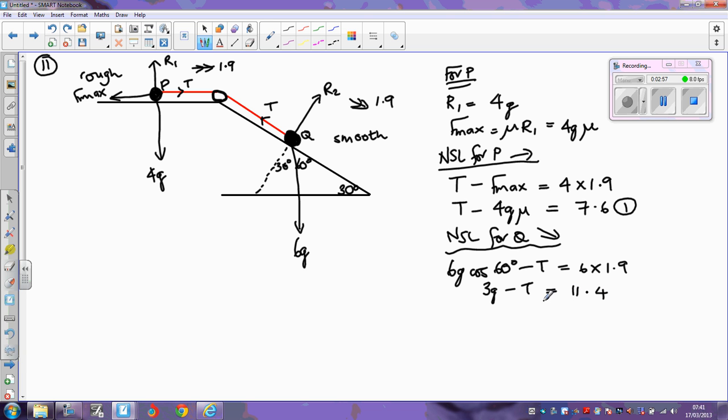Now from that I can work out T. If I just move T to the right, T then is going to be 3G minus that 11.4, so T comes out as 18 newtons.